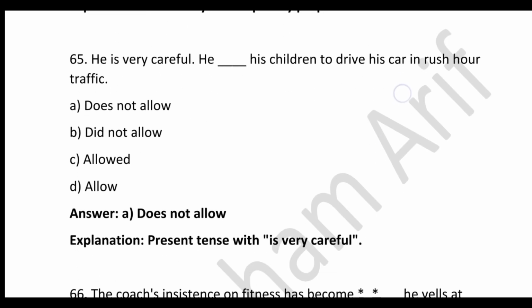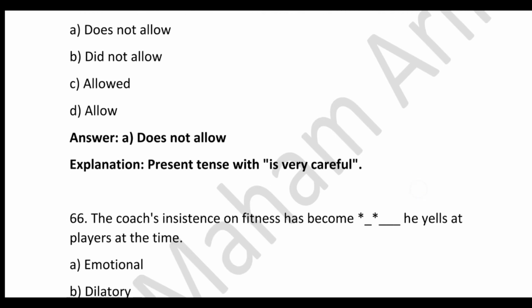He is very careful. He dash his children to drive his car in rush hour traffic. Correct answer is option A, that is does not allow. Because it is the present tense, which means here that he is very careful, a manner of saying this thing.